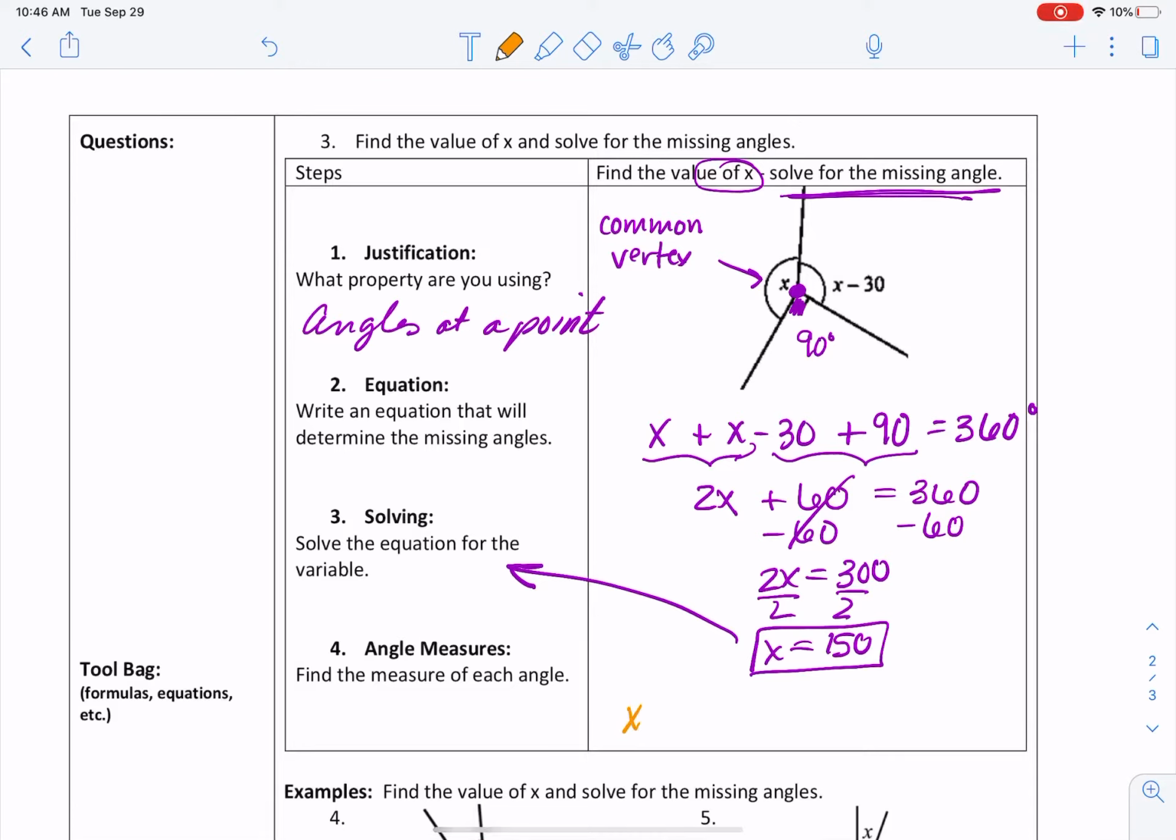But then x minus 30 equals 150 minus 30 equals 120. And of course we had x equals 150. So there I have both my angles.